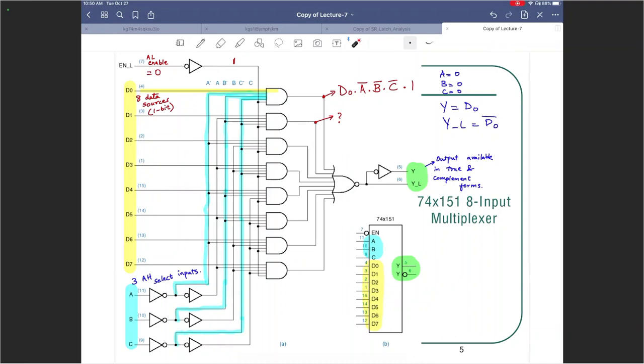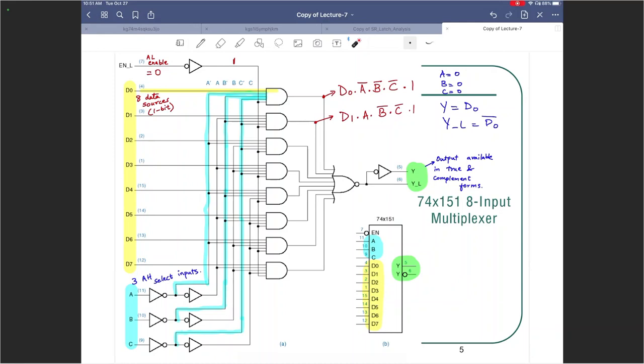So for example, if you go down one level, try to find the expression here, what are you going to get? You are simply going to get D, let me write it in red here. We are going to get D1 ANDed with A, ANDed with B complement, ANDed with C complement, AND 1, enabled. So you can see that if A was 0, this output would have cancelled out. And that's what you would have gotten for the output eventually.